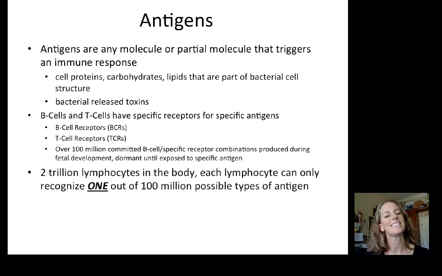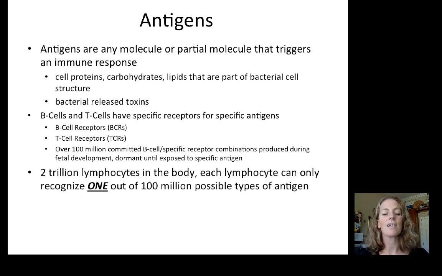Here's the antigen definition. Antigens are any molecule or partial molecule that triggers an immune response. These can be cell proteins, carbohydrates, lipids that are part of bacterial cell structure. They can also be toxins released by bacteria. B and T cells will then have specific receptors for specific antigen molecules. B cell receptors, we're going to abbreviate BCRs. T cell receptors will abbreviate TCRs.